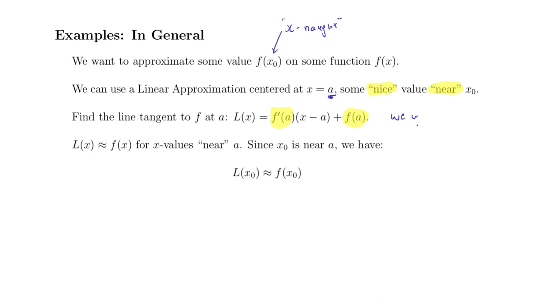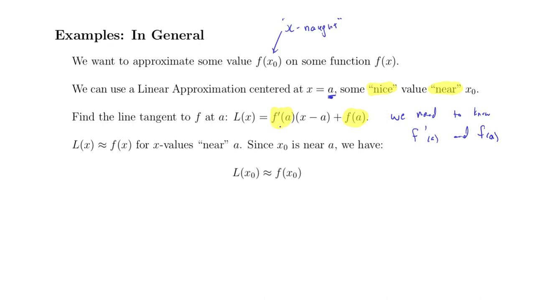We need to know f prime of a and f of a. So if you have some crazy function with a derivative or something like that, we'll try and pick an x value that's going to be nice for that. What that means is, like, consider a trig function.